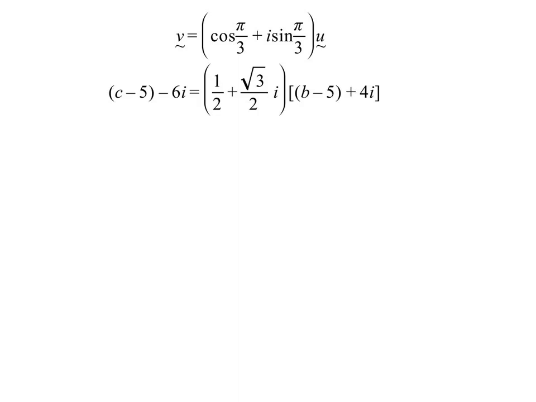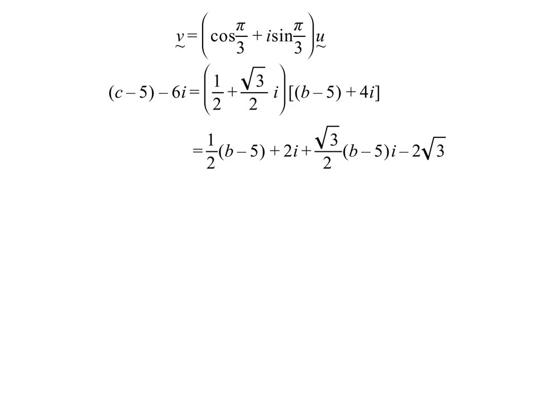Let's sub in all the things we know. We said V was C minus 5 minus 6i. The cis pi on 3, I know it's a half plus root 3 on 2 i. And U is B minus 5 plus 4i. Expand that right-hand side out. Okay, so I've got a half times B minus 5 first. Outside would give me a half times 4i, well that's 2i. Inside, so root 3 on 2 times B minus 5. And last, that'll be root 3 on 2 times 4 i squared, which makes it a negative. So I get minus 2 root 3.